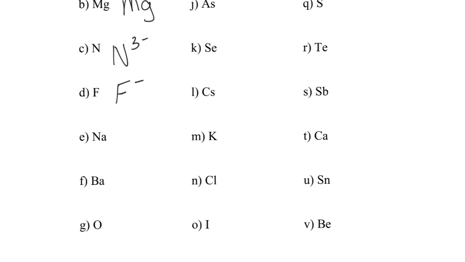Okay, let's look at sodium. Sodium is in group 1. So sodium is going to have a +1 charge. Barium is in group 2. So barium is going to have a 2 plus charge. Oxygen, group 16. It's going to have a 2 minus charge.